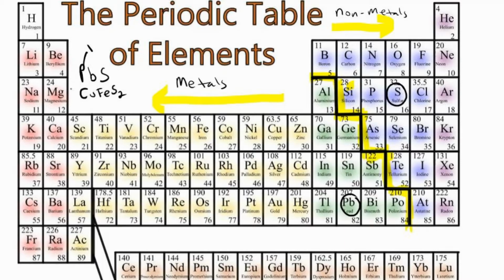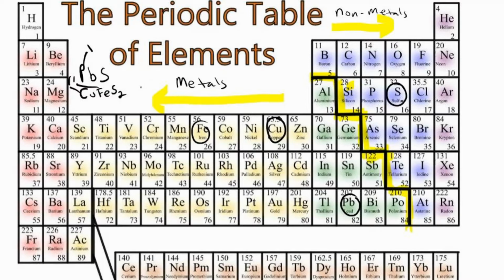Okay, so copper is here. It's on the metal side. That's 1. Fe, iron, is also on the metal side. It's another 1. And S2, again, it's still sulfur. It's still non-metal. So far we have 3.